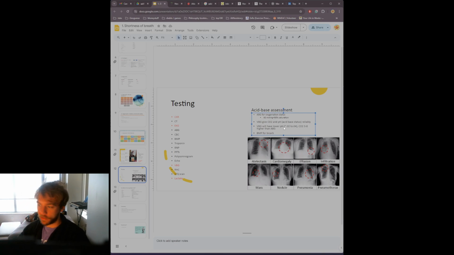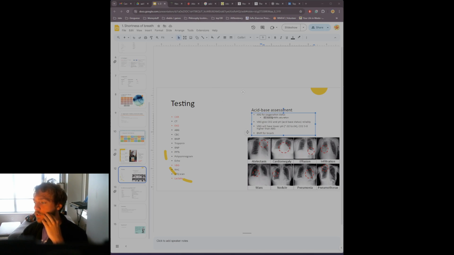So know how to interpret ABGs and VBGs. In short, I put some tips here. On an ABG, 60 millimeters of mercury corresponds to a 90% saturation. So you can use that as a baseline to tell you if it's roughly more or less than that. It's a good number to memorize.